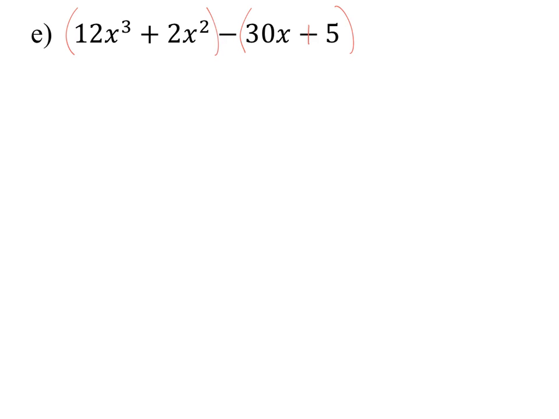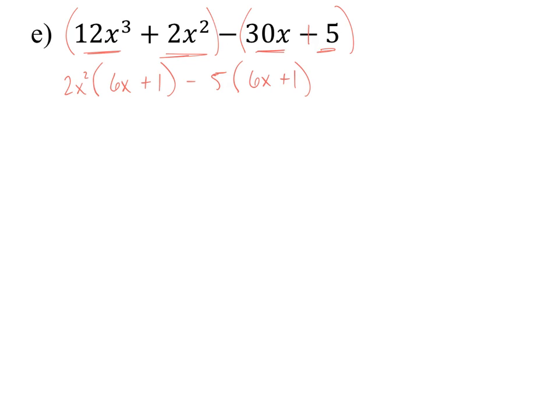Now we can pull the things out that each term has in common. This term shares with this term a 2x squared, so I can get that out of there. That's going to leave me with a 6x plus 1. Now over here, these two terms share a 5. So if I pull a 5 out, I'll have a 6x plus 1.